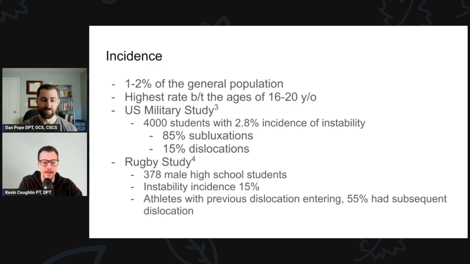It's very high. And then I thought, on the point about dislocation versus subluxation, athletes with a previous history of dislocating entering this season, where they were following the athletes through, 55% of them had a subsequent dislocation. So, I think that's a big deal.